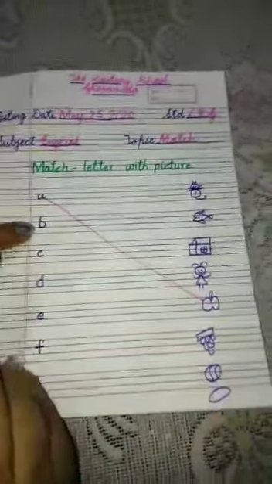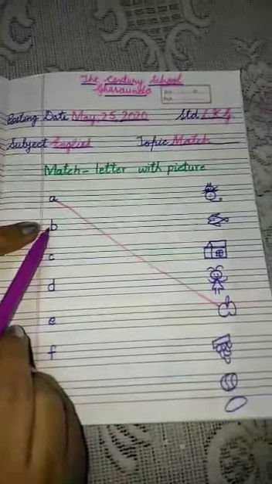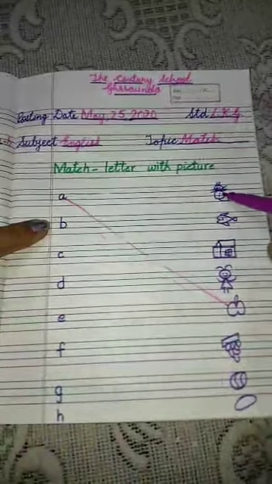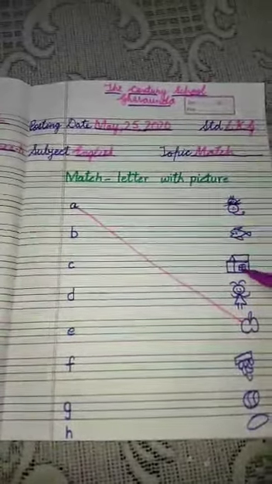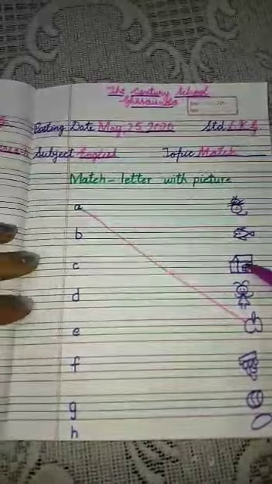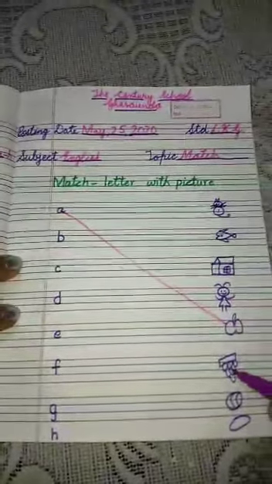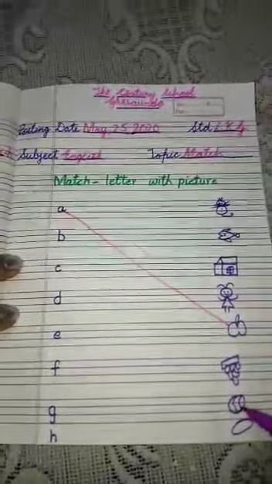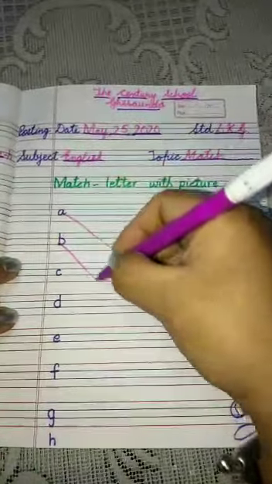This is B. B. B, ball. Find out where is ball. Is it ball? No. Is it right? Yes. Is it right? No. Is it right? Yes. This is ball. Put your pencil on B and match it with ball.